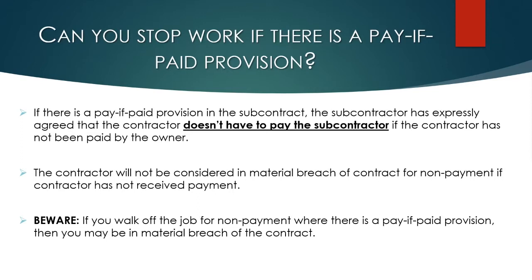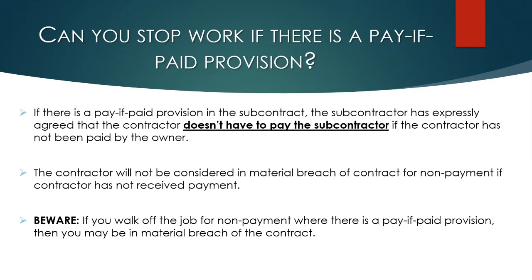If there is a pay if paid provision and it's an enforceable one, like the one that Austin went through on that earlier slide that talks about express condition precedent, then you've agreed basically in your subcontract that the contractor doesn't have a contractual obligation to pay you if it's not been paid by the owner. And in fact, the contractor will not be considered in material breach of the subcontract for non-payment if the contractor has not received payment from the owner. It has no contractual obligation to pay you if there's an enforceable pay if paid provision in the subcontract.